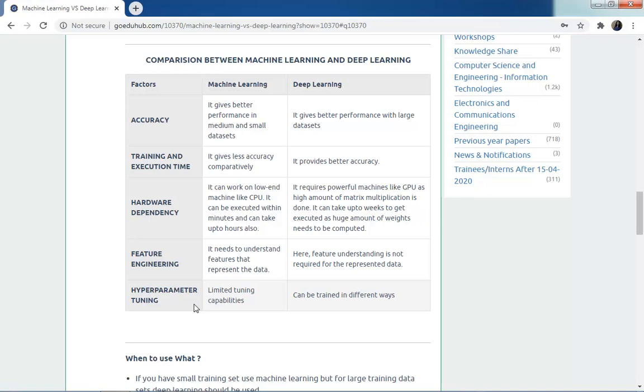Now come to the second point, that is training and execution time. Obviously when you have less data, training will be fast in machine learning. But if it has learned very little, then execution will take more time. Why? Because it doesn't know all the patterns, so it will search again and again, and then predict something related to that. So in machine learning, training time is always less but execution time is more, and vice versa in deep learning.